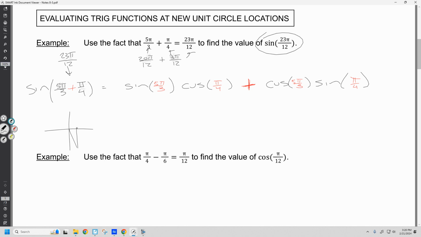Or guys, guess what? You know about ASTC? I mean, you don't have to use it, but 5 pi over 3 is in the 4th quadrant.